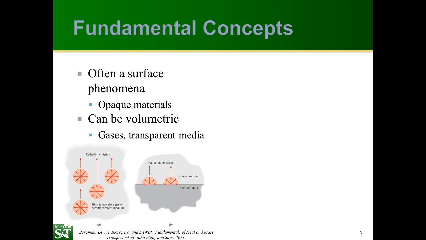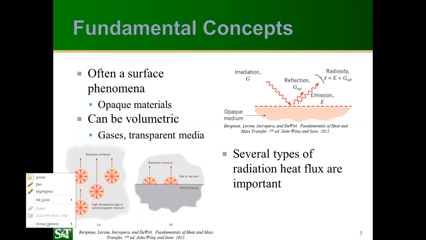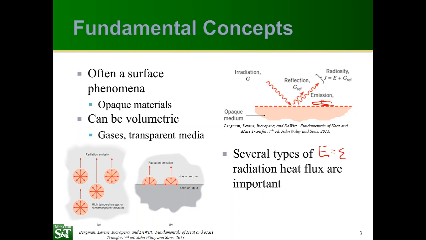So there are several types of important heat flux that we need to consider here. The first one is the emissive power. The emissive power represents the amount of radiation that's released from an object due to its temperature, and it follows the Stefan-Boltzmann law. So E equals emissivity of the surface times the Stefan-Boltzmann constant times temperature to the fourth.